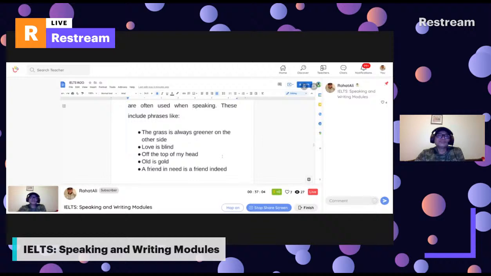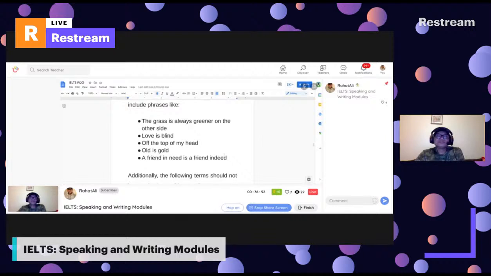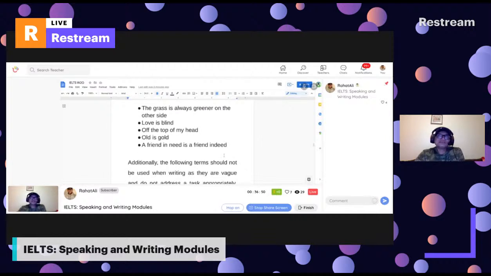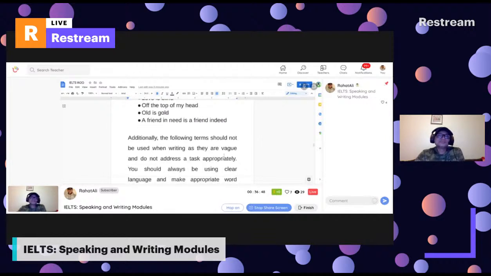Like "the grass is always greener on the other side." Do not use this in the writing section. "Love is blind." Do not use it. "Off the top of my head," do not use it. "Gold is gold." Do not use it. "A friend in need is a friend indeed." Do not use it in a writing section.